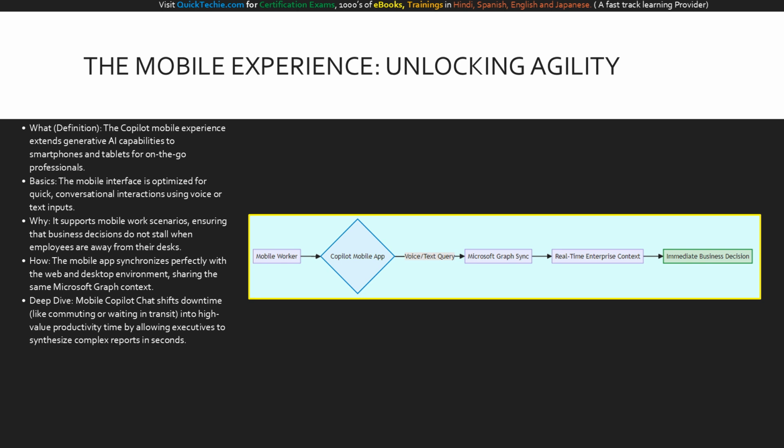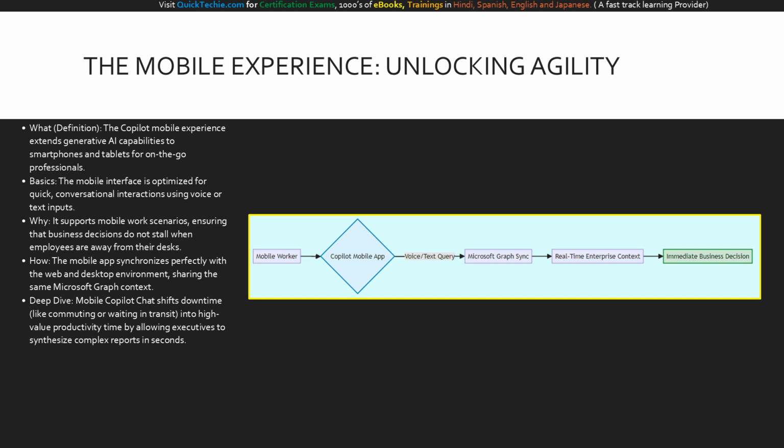How is it executed? The mobile app is fully synchronized with your broader Microsoft 365 environment, pulling from the exact same Microsoft Graph data as your desktop. For our deep dive, consider the operational impact. Mobile Copilot Chat transforms dead time, like commuting or waiting for a flight, into high-value productivity time. You can interrogate your business data and get synthesized answers from anywhere on the planet.